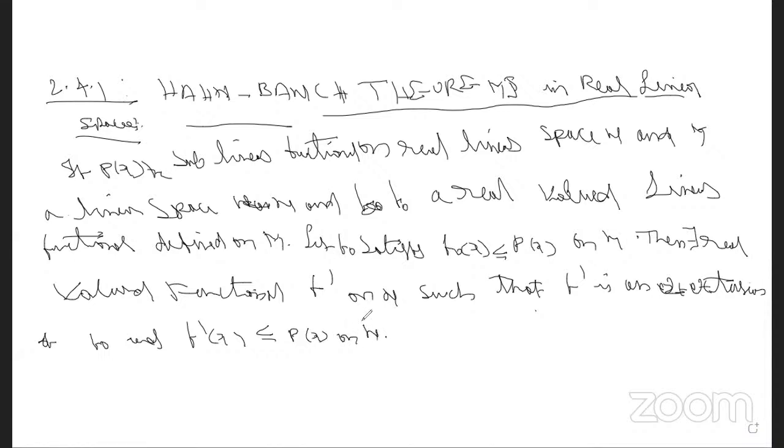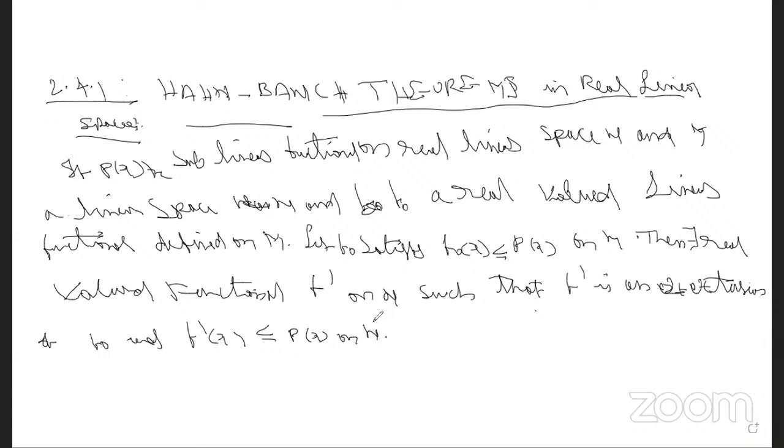What is the statement? So once again, I am explaining the main important theorem. This is the 2.4.1 theorem, the Hahn-Banach theorem, for real linear spaces. He proved three theorems in real linear spaces, complex linear spaces and normed linear spaces. First, we are discussing the 2.4.1 Hahn-Banach theorem.